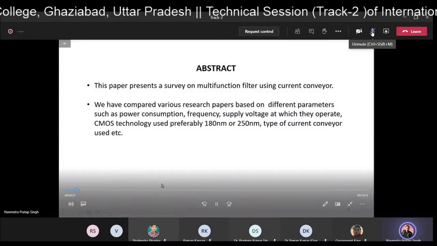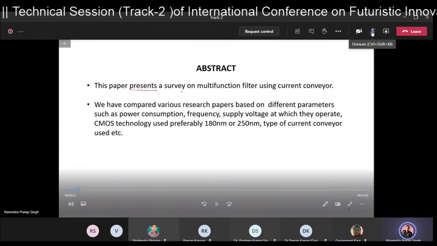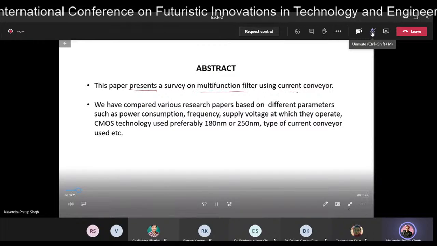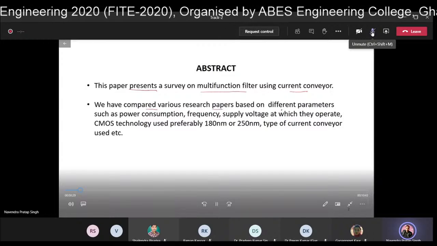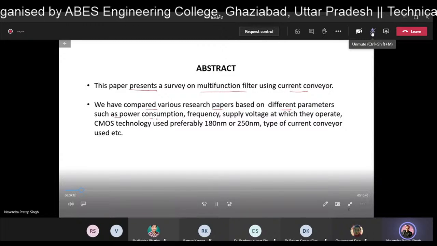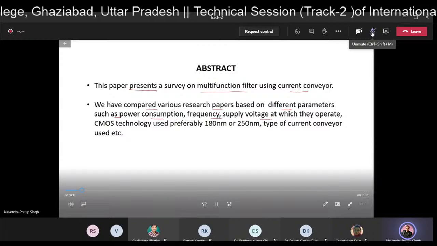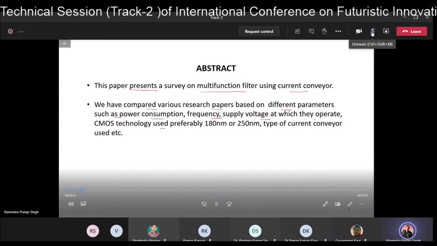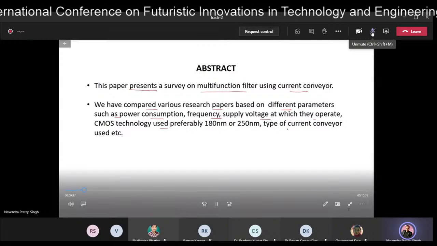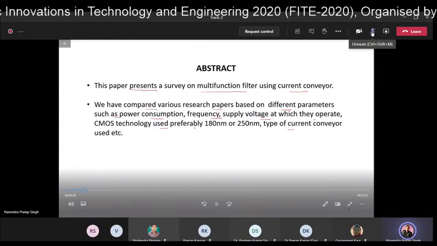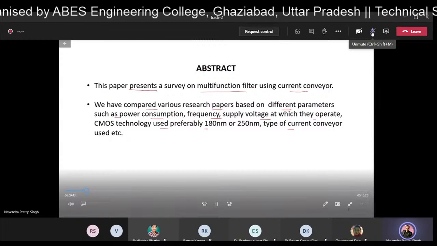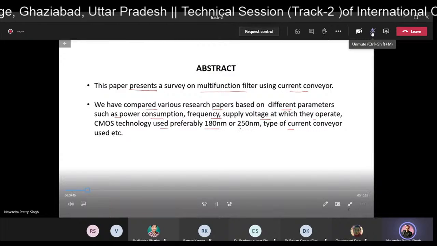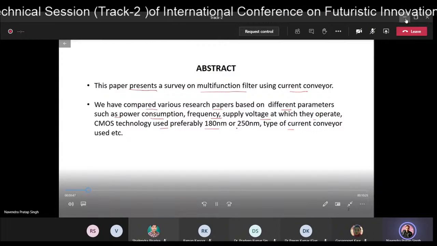First of all, the abstract. This paper presents a survey on multifunction filters using current conveyor, and we have compared various research papers based on different parameters like power consumption, frequency, supply voltage at which they operate, CMOS technology used, and the type of current conveyor, etc. As per the papers, the latest technology used is generally 180 nanometer, or in a few papers we have taken.